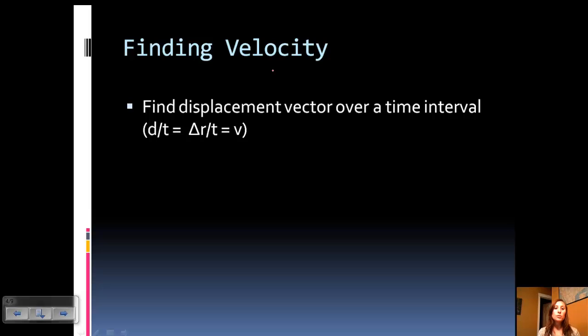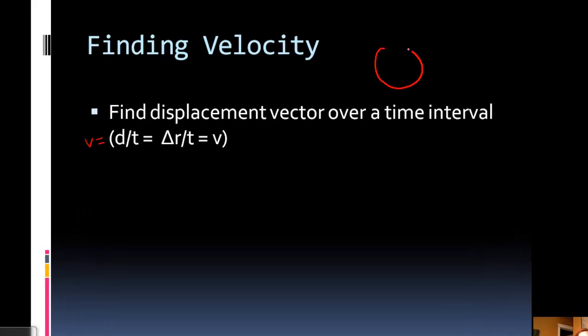And so what we need to do is find what's called the displacement vector over the time interval, because if you think about the velocity equation, velocity is equal to the change in distance over the change in time. Since we're traveling in a circle, instead of distance, we're going to look at displacement as far as radius, so center to the outside. And if we look at the distance that we have traveled that way over time, that gives us velocity.